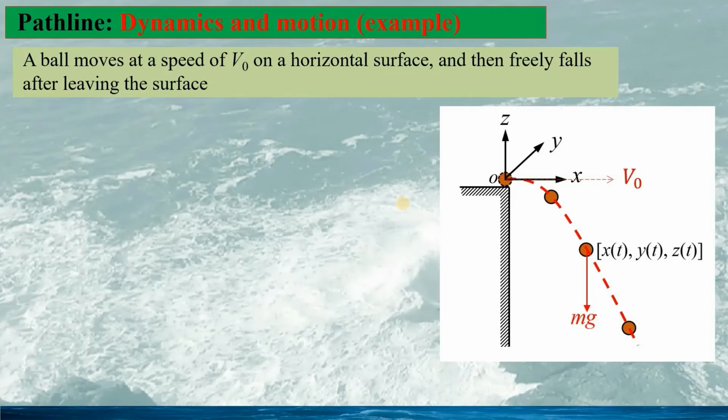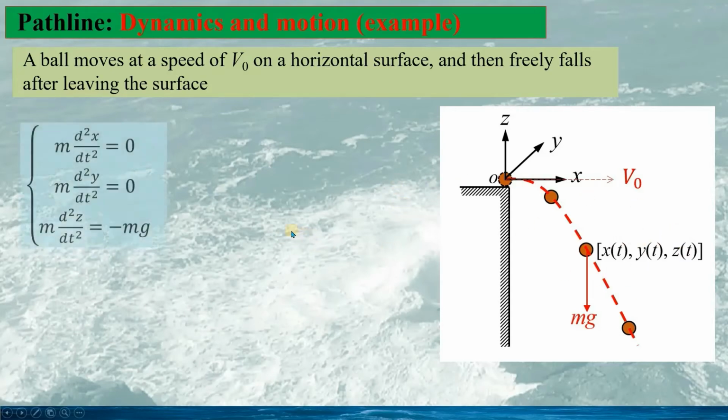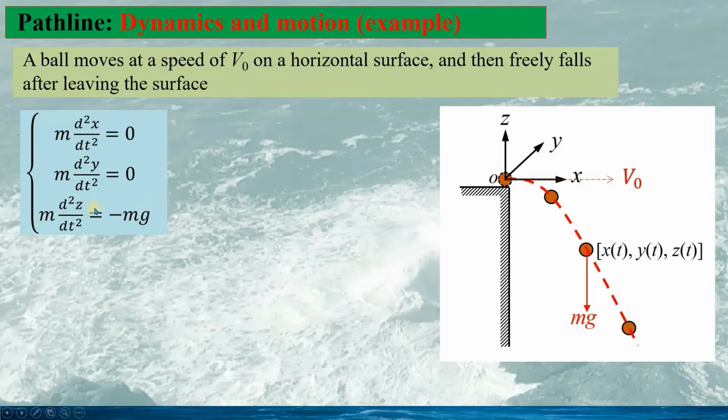Now we look at an example for the dynamics and motion for pathline and streamline. The example is a ball moves on a horizontal surface at a speed v0, and then the ball freely falls after leaving the surface. See the drawing here. The dynamic equation can be easily built as this.